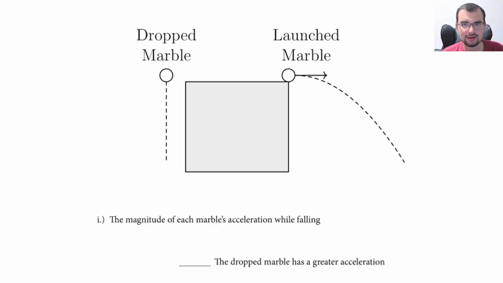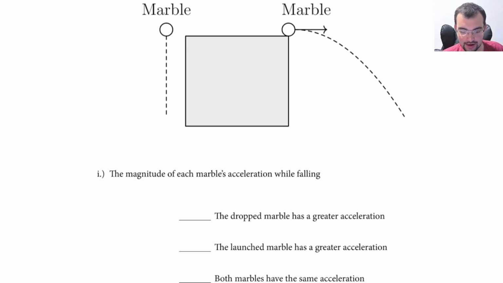This is commonly thought of as a thought experiment with like a bullet, where you shoot a bullet and drop a bullet at the same time. I imagine this is like the more PG version of that, so that we're not shooting guns in the middle of physics classrooms. I don't know.